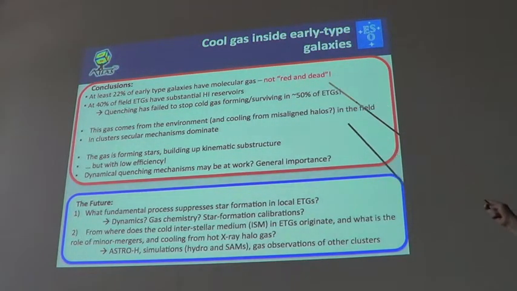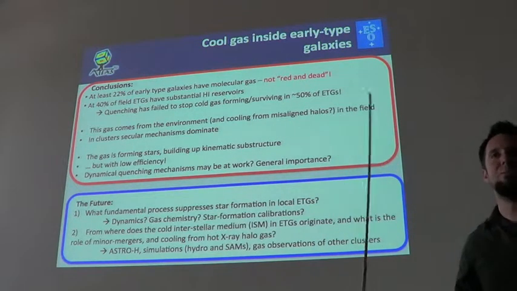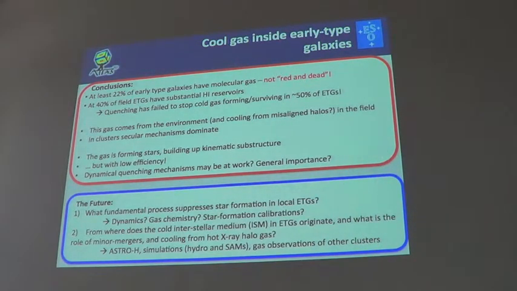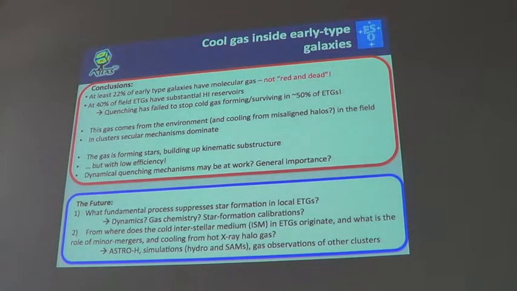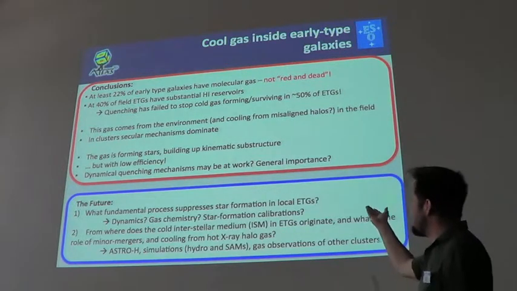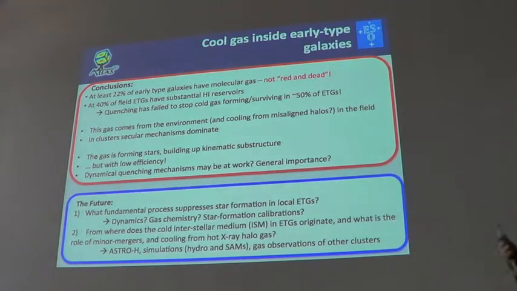22% of early type galaxies have molecular gas. 40% of them have HI in the field. That means in the field, nearly 50% of early type galaxies have some cold gas. So some of this quenching is not working, or maybe we just don't need it to stop this gas being there. We just need it to stop forming stars in the right way. So I'll leave the rest up and take any questions. Thank you.